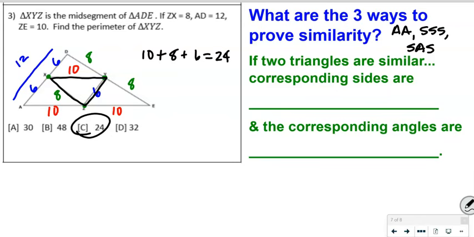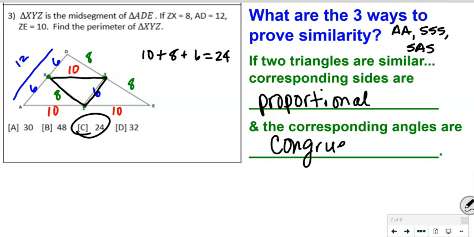Last part here says, if 2 triangles are similar, corresponding sides are proportional. That means they produce the same ratio, the same fraction. Corresponding angles are congruent. Now remember, this is what you really need to remember. Angles are always congruent. Always congruent. That's the key.